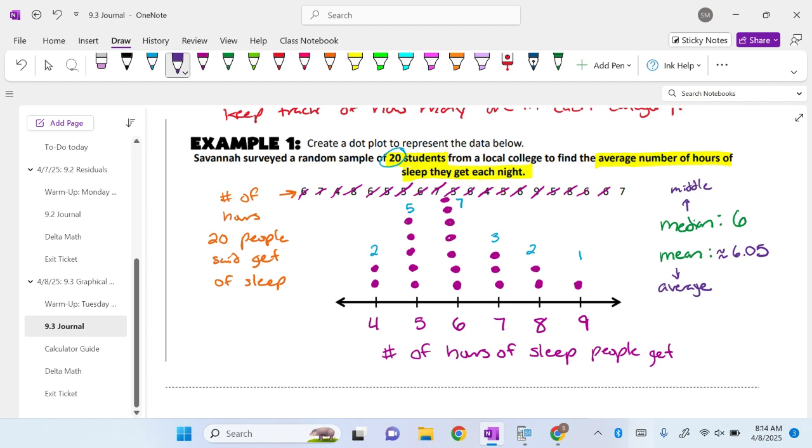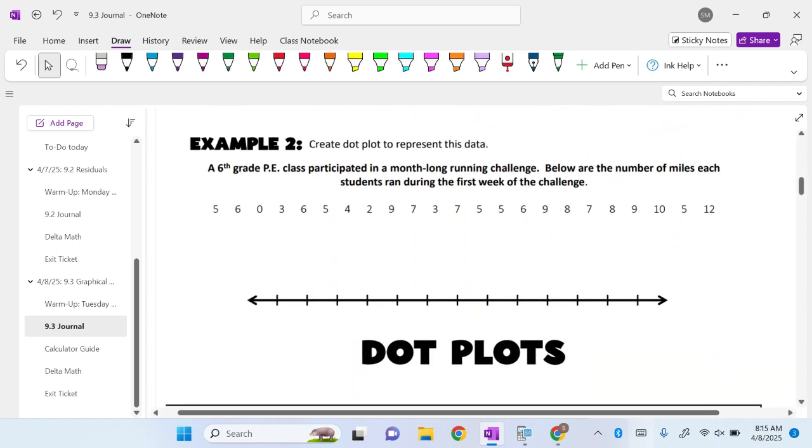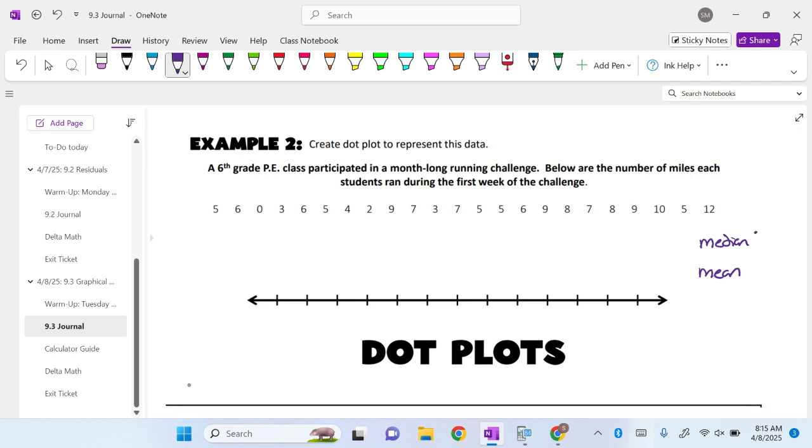All right. So what I want you guys to do next, any questions on actually creating the dot plot and finding the different aspects of it? All right. Look at example 2. I want you guys to take a minute, try this one on your own. So what I want you to do is make the dot plot, and then I want you to find the median and the mean. So take about 5-6 minutes, make the dot plot, find the median and the mean. So go ahead and try it.